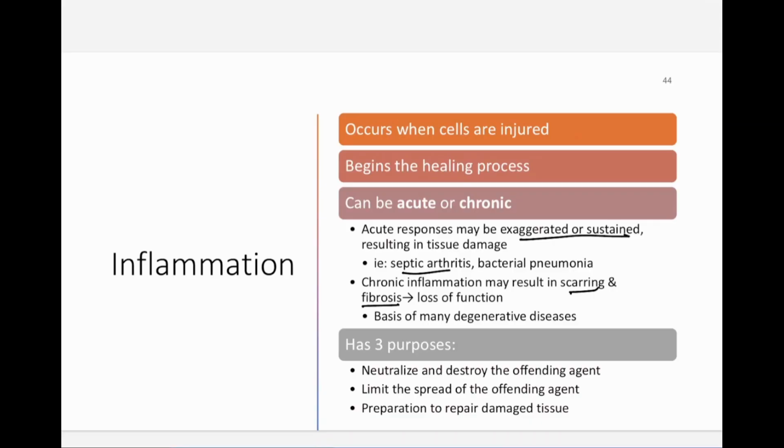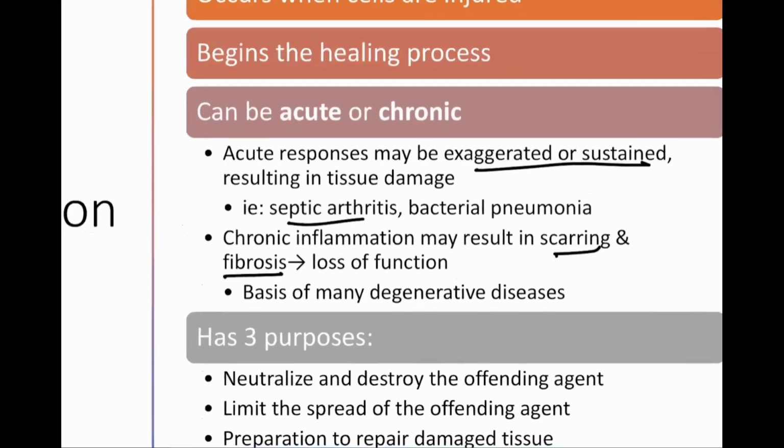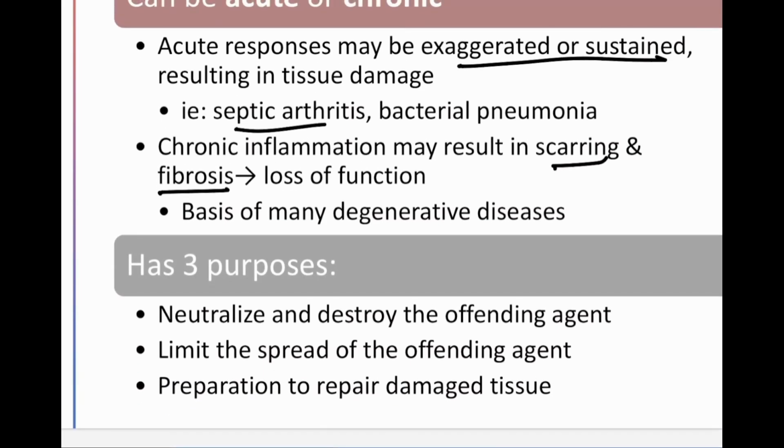Okay. So what does inflammation do? What's the purpose of inflammation? Neutralize and destroy the offending agent. If you get a splinter, there's going to be debris, and pathogens going into your area because of this injury. It also limits the spread of the agent. You want to keep it localized to the area of damage. You don't want that infection to spread to other areas.